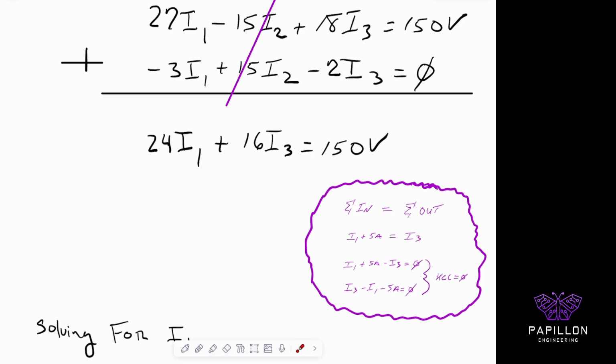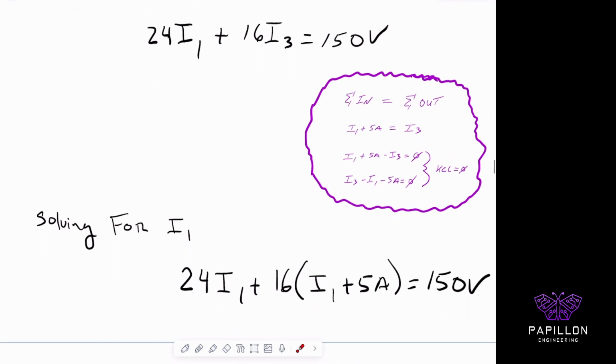So because I understand that, I can now substitute for I1 or I3 here. I can solve for either I1 or I3. So if I left it as I3, I3 equals I1 plus 5 amps. I can plug in I1 plus 5 amps wherever I see an I3, which is here. So if I solve for I1, I'm going to have 24 times I1 plus 16 times I1 plus 5 amps equals 150 volts.